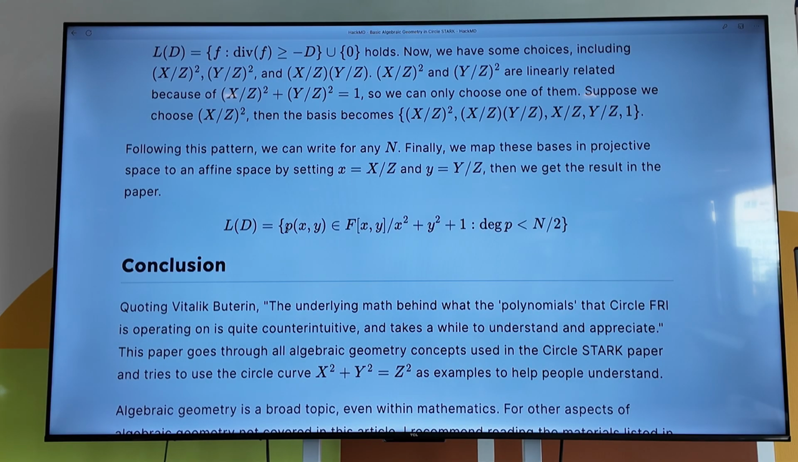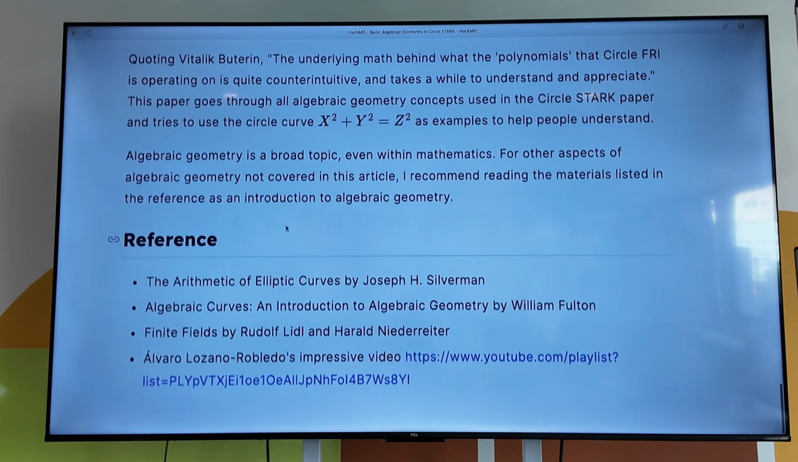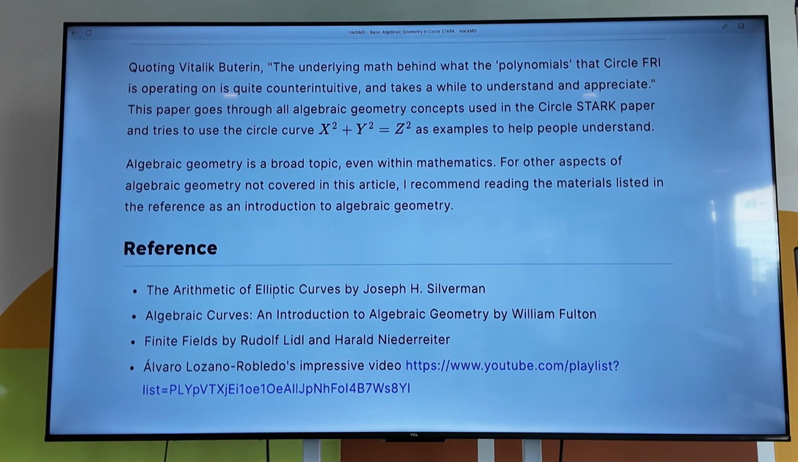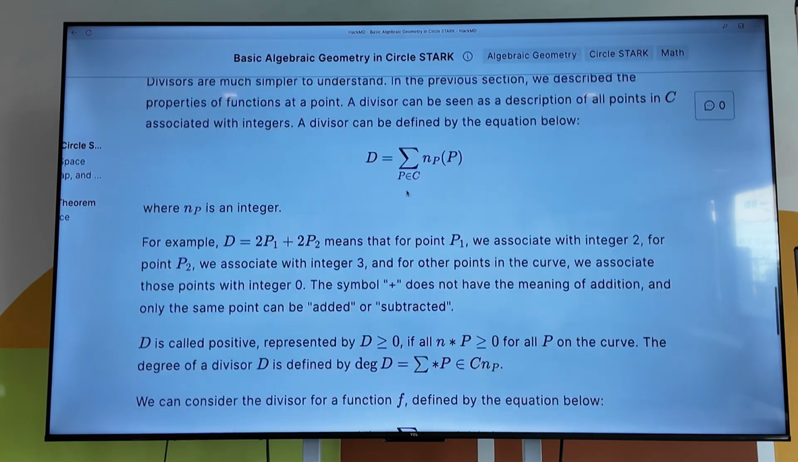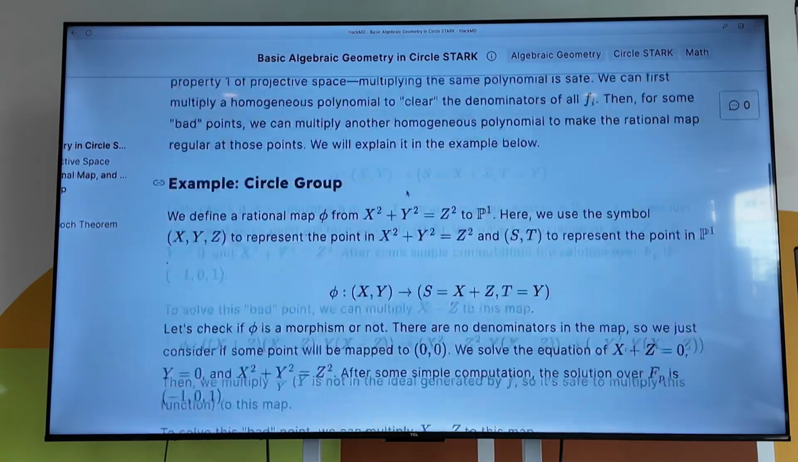And finally, we have an example showing why L(D) has this dimension. It just appears in the circle Stark. Finally, we recommend some books on algebraic geometry. Thank you, everyone. Any questions?